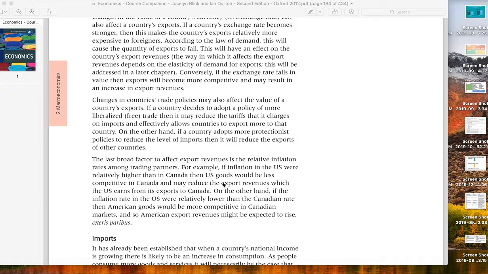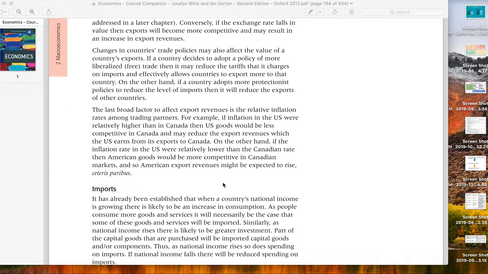The last broad factor that can change your export revenues is pretty much the inflation rates among trading partners, because once again, exports rely not just on the selling country, but on the receiving country. So any financial changes among either of those parties could increase or decrease exports. Inflation in the US that is relatively higher than Canada means that now all of a sudden, US goods might not look very competitive, because with inflation, the prices are going up.